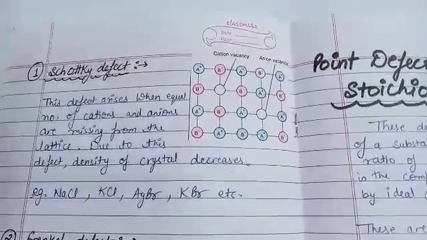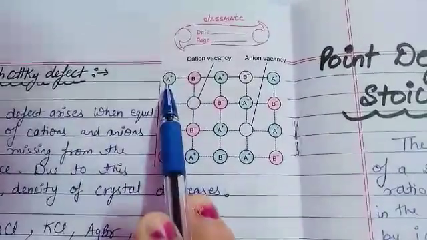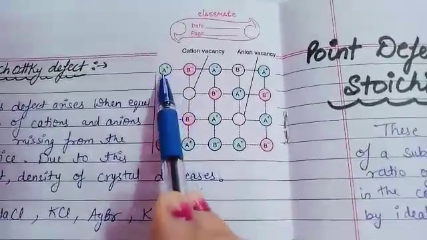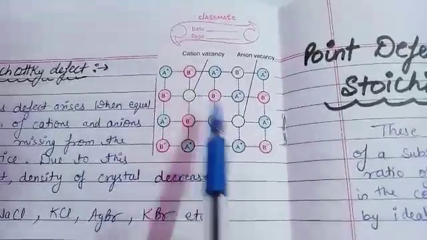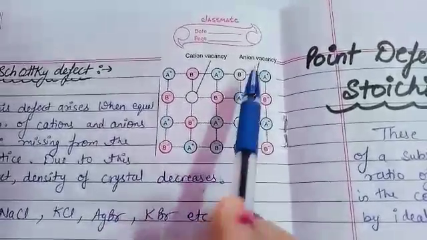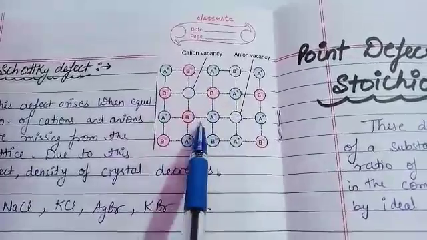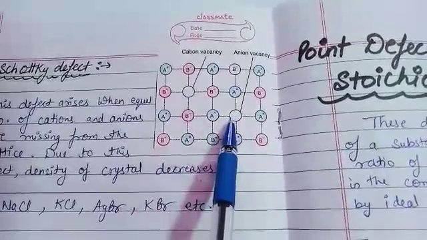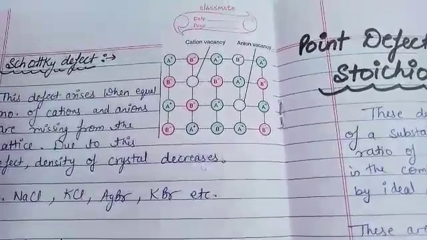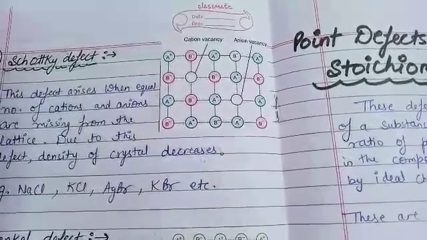Schottky defect is a type of vacancy defect. Just see its arrangement: A positive, B negative, A positive, B negative. It's your wish, you can take X, Y, M, N. Here two vacancies are there: a cation vacancy because one cation is missing, and an anion vacancy because one anion is missing. The number of cation and anion vacancies is the same, one and one. So when equal numbers of cations and anions leave their lattice sites without disturbing the stoichiometry, that is known as Schottky defect.